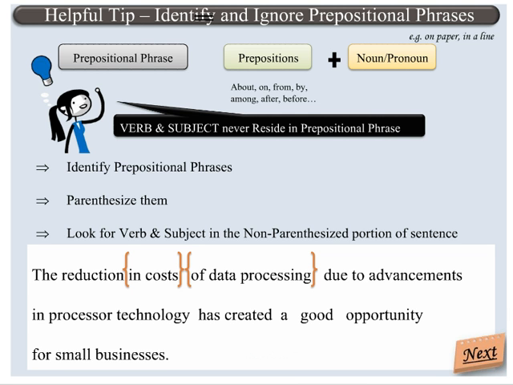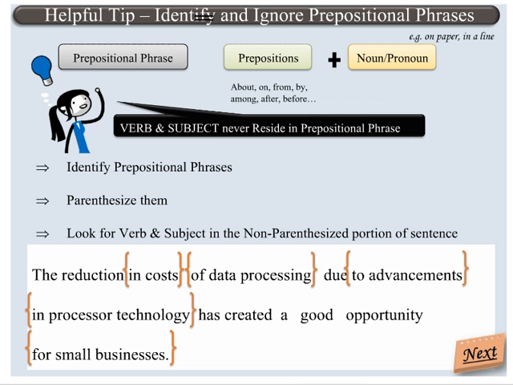Similarly, to, a preposition, is followed by advancements, a noun, and hence to advancements is a prepositional phrase. The preposition in is followed by a noun phrase, processor technology, and hence in processor technology is a prepositional phrase. And lastly, the preposition for is followed by a noun phrase, small businesses. Thus, for small businesses is also a prepositional phrase.